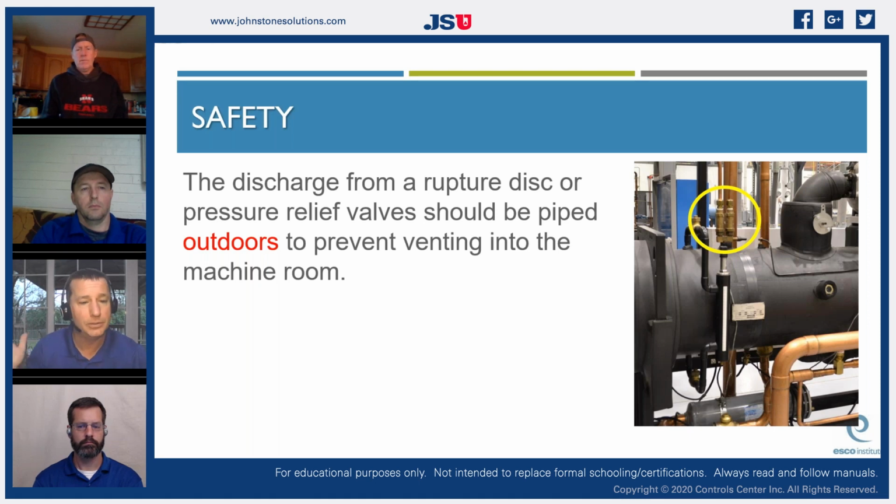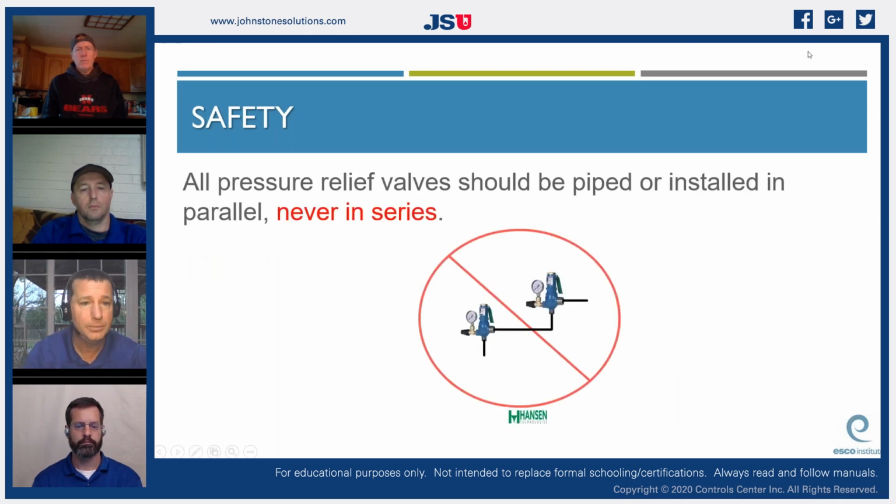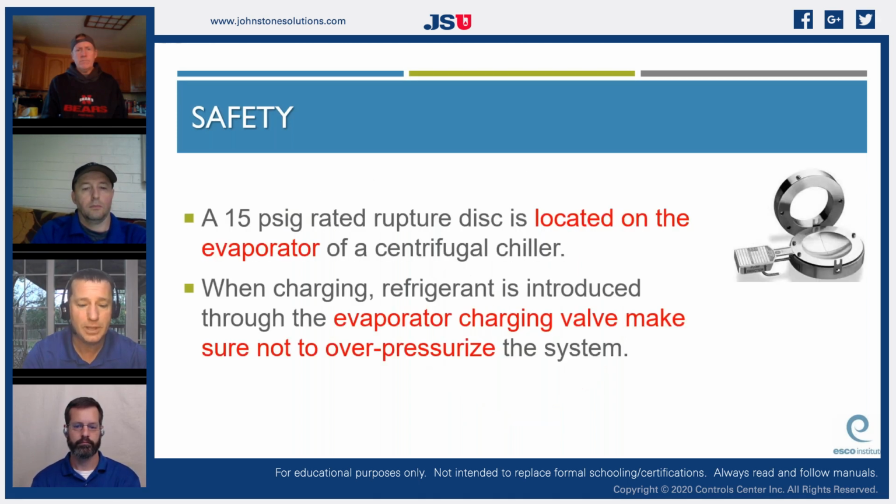So another thing, if you're driving by a grocery store and you see a large condenser sitting on the roof, that's for your refrigeration racks, and you'll actually see those high pressure rupture valves. So not only are these low pressure systems using rupture valves, a lot of our medium and low temperature stuff are as well. Pressure relief valves should be piped or installed in parallel, never in series, because it increases the operating pressure of them.